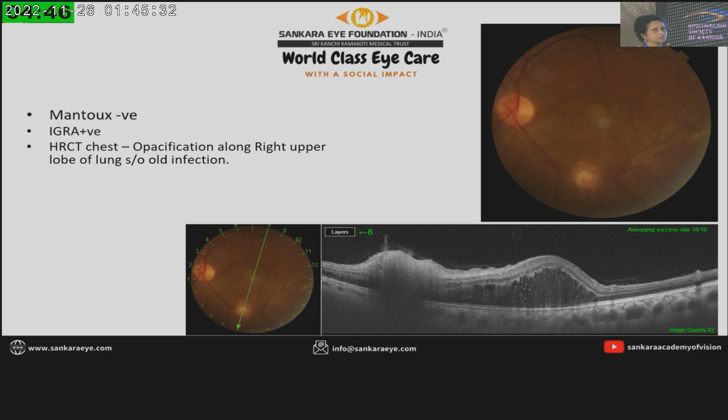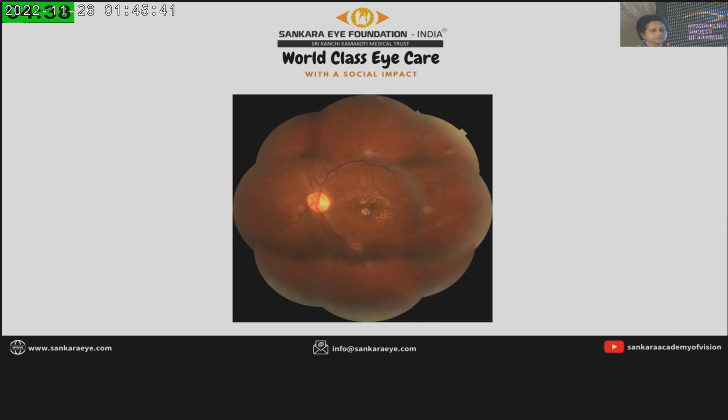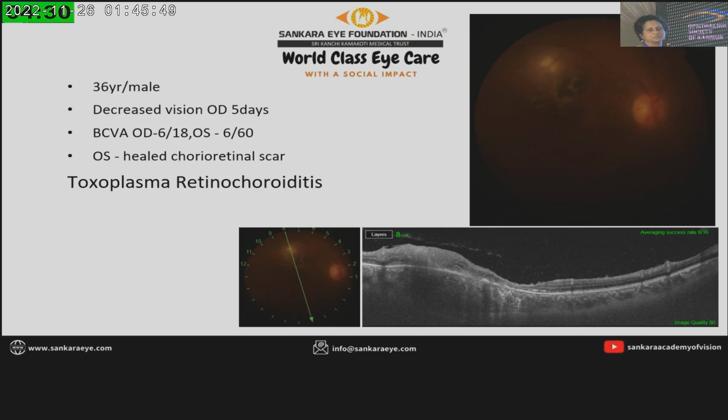So this patient also was started on ATT and oral steroid. You can see the resolution of the granuloma, resolution of the macular edema showing the hard exudates, and there's a montage of the same patient. So this is an indication in serpiginous choroiditis and serpiginous-like choroiditis, so in both we might have to use oral steroids.